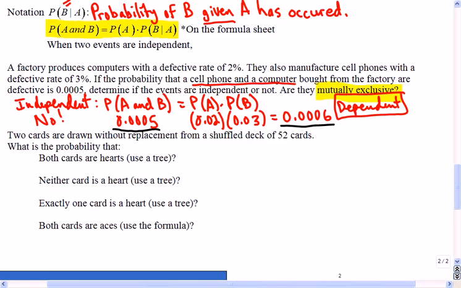So it turns out this is actually a pretty easy one to answer, because it says right here that a cell phone and a computer have a probability of 0.05. So the probability of A and B happening is not 0. Therefore, they are not mutually exclusive.